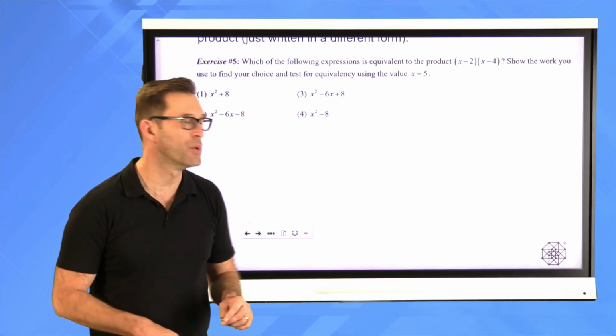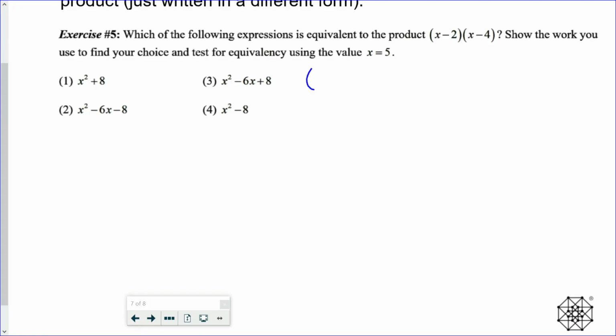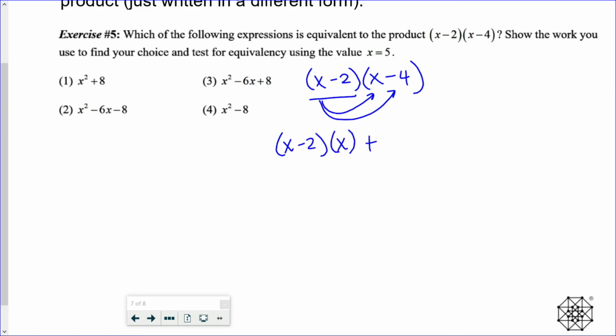All right, let's do it. I'm gonna move this down here a little bit. All right, I've got my x minus 2 times x minus 4, a little double distribution. We're gonna take this, multiply it on through. That's gonna be x minus 2 times x plus x minus 2 times negative 4, right? We're then gonna distribute this and distribute this, right?